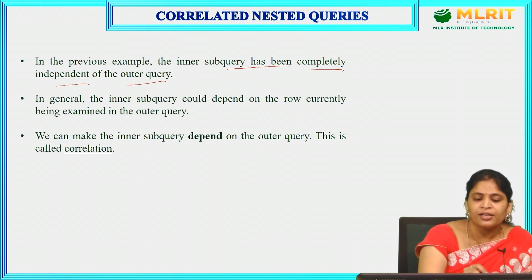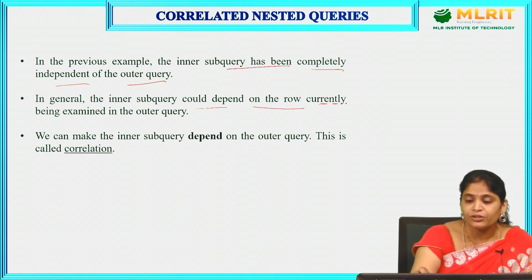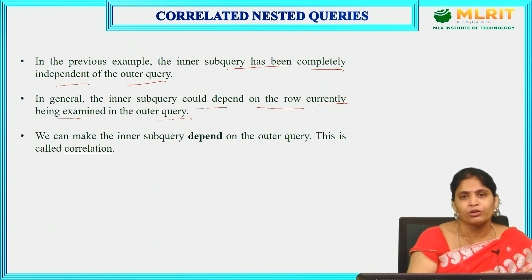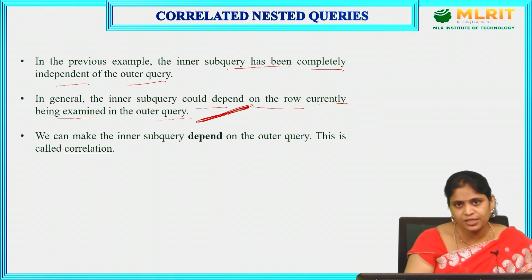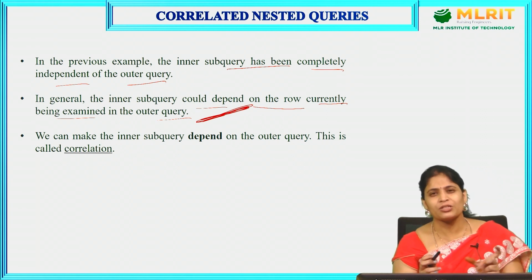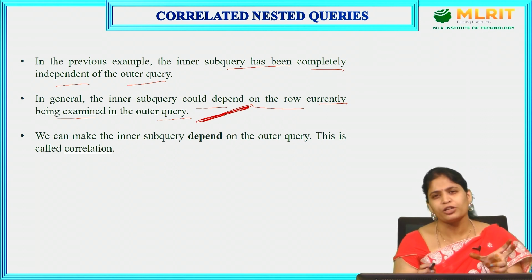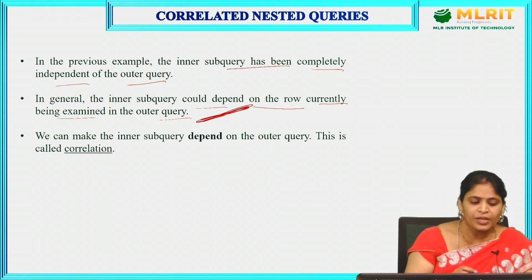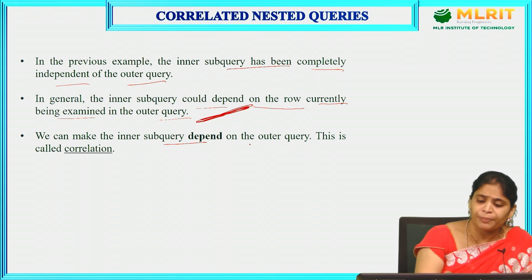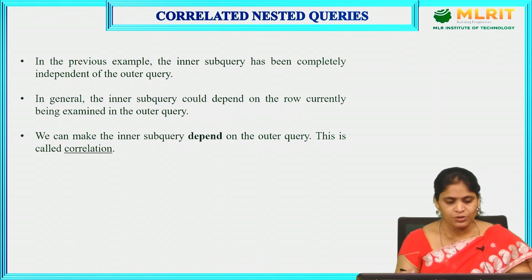So in general, the inner subquery could depend on the row currently being examined in the outer query. This is possible by using correlated nested queries. So we must correlate the inner query and outer query continuously. That is what correlated nested query is meant for. We can make the inner subquery depend on the outer query. This is what we call correlation.